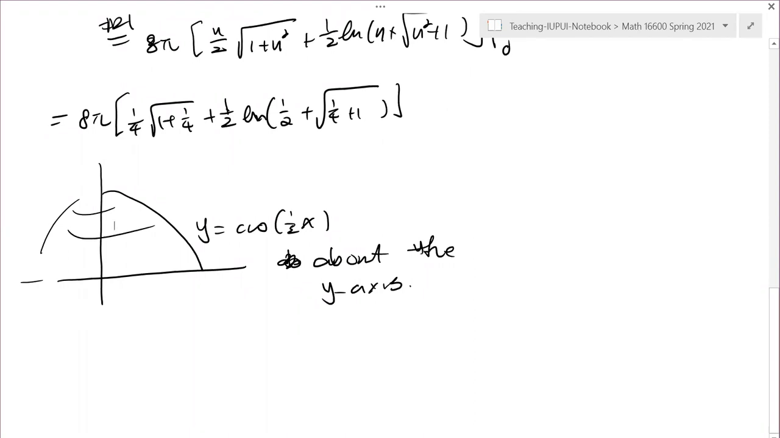That's the second question. Set up an integral for the area of the surface of revolution.